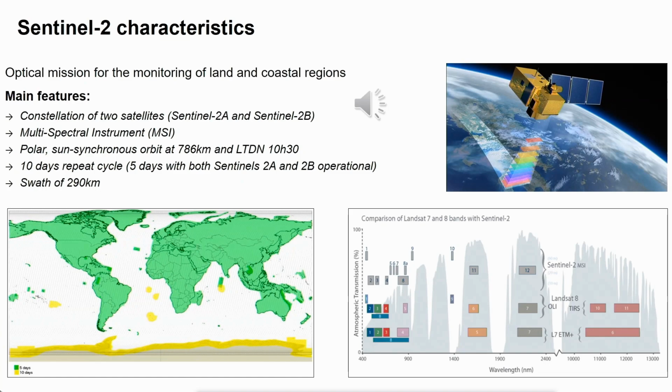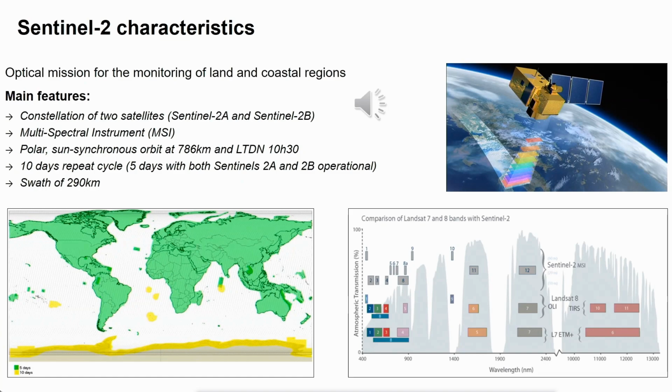We have 13 bands: 4 bands at 10-meter resolution, blue, green, red, and near infrared. We have 6 bands at 20-meter resolution: 2 bands in the shortwave infrared, 3 bands in the red edge between red and near infrared, and a narrow band in the near infrared. On top of that, we have 3 bands at 60 meters, and these bands are mainly used for atmospheric and cirrus correction.